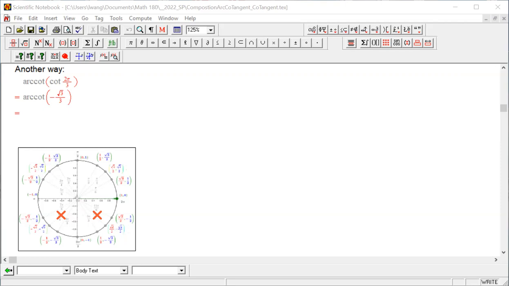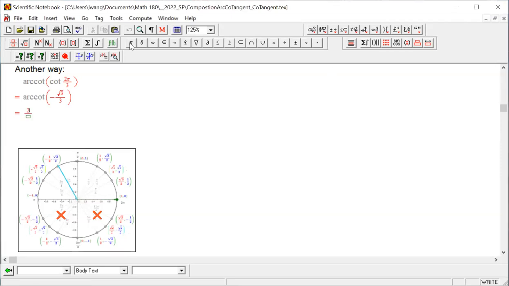And the range of arc cotangent tells us the angle must be measured counterclockwise. So this way you still get 2 pi over 3, and there's no way to escape that right answer. So you get it for sure. Okay. All right. So without further ado, let's look at another example.